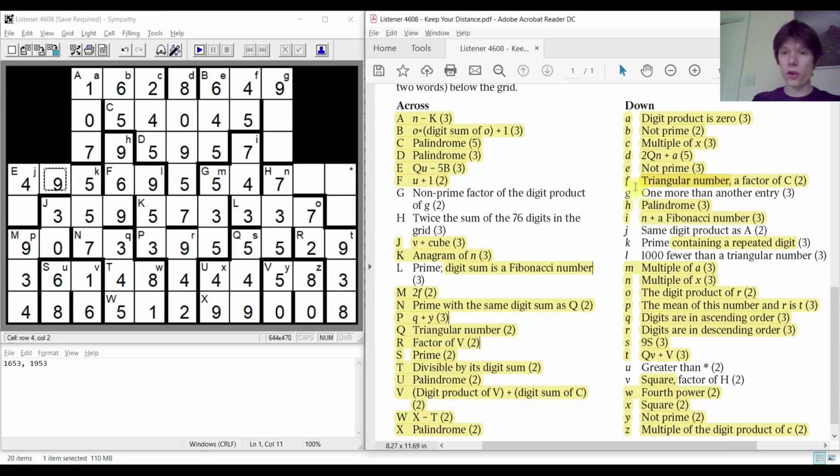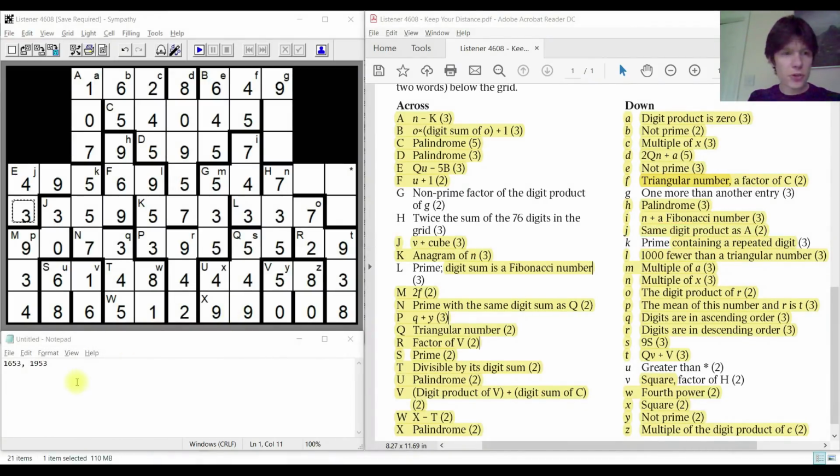I can also cross off the clue for little l, which is 1,000 less than 1953, which is a triangular number. And looking at little j, that has the same digit product as big A. Well, big A is 162, so its digit product is 12, and that means that little j must be 43 to give it a digit product of 12 as well.